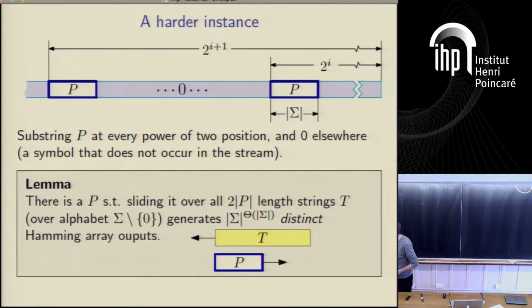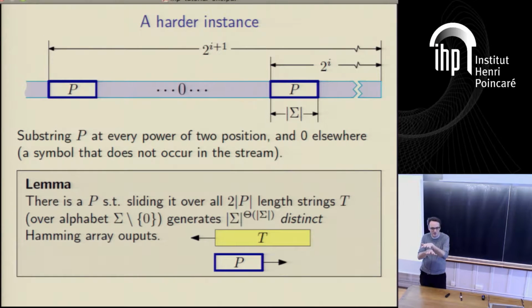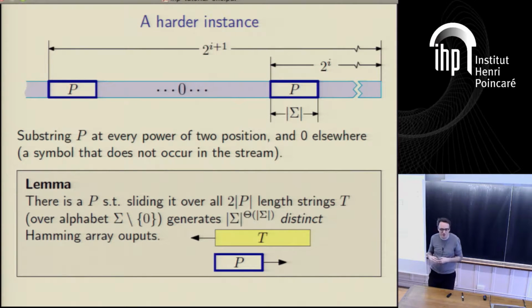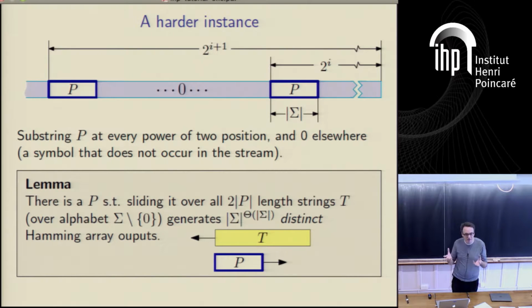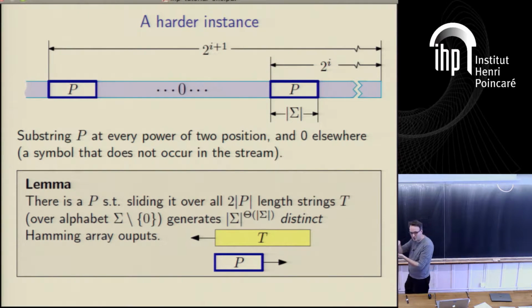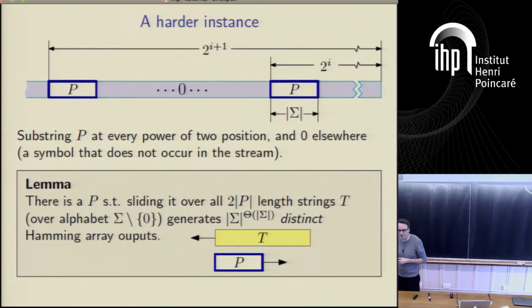Right? So if you remember, you have a short thing, you slide it over a long thing, and you get, in this case, p outputs. And you want to know how many different arrays of outputs could you get? The Hamming output arrays, you might call them. And we could argue that there exists some pattern out there, so that when you slide along, and you vary what the thing you're sliding along is, like the stream you slide along, there are lots and lots of different possible outputs you can get. And in fact, lots and lots here is like sigma to the sigma.